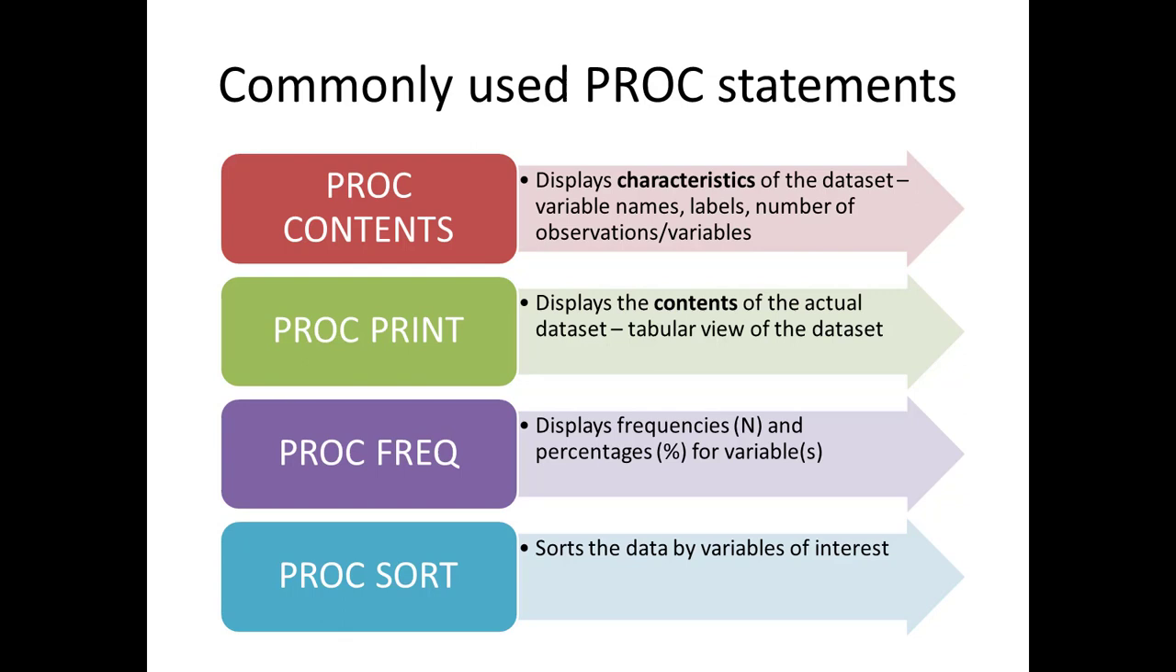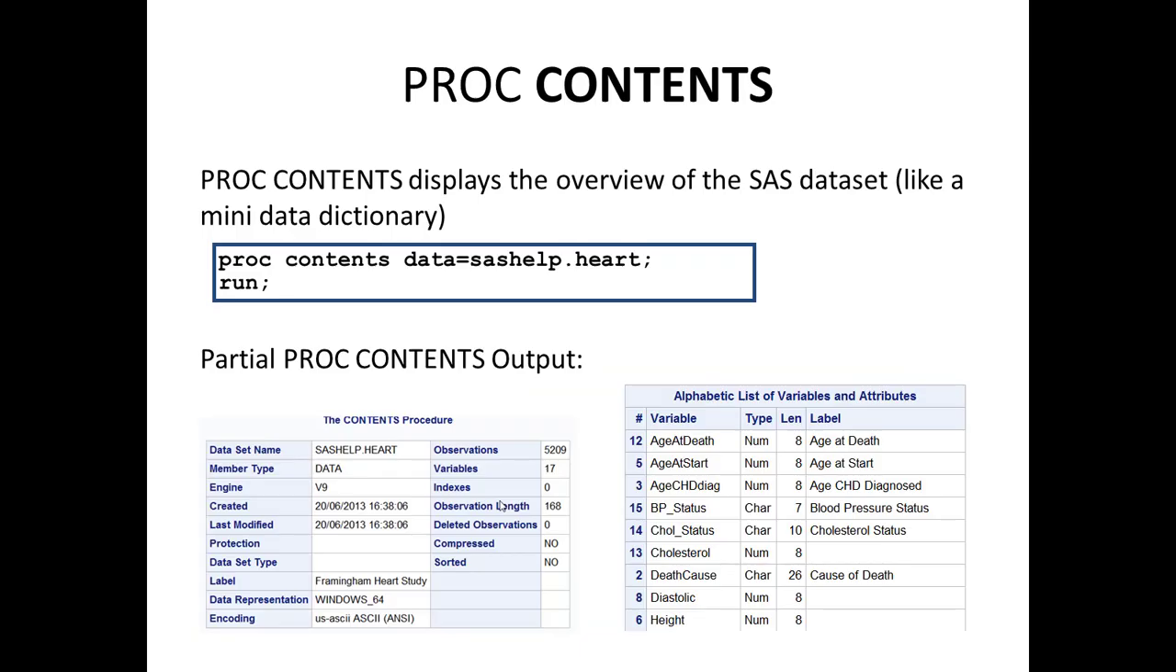So the 4 common PROC statements that we have used in this week's class are the PROC contents, where we display the characteristic of the data set as a whole. So we have seen that it displays the names, the labels, observations and variables in the data set. So it's like a mini data dictionary. We have seen the PROC print, which displays the content of the actual data set. So it's like a tabular view of the data set itself. We've used the PROC freq to display the frequencies and the percentages for variable or multiple variables. And then we use the PROC sort to sort the data set by 1 or 2 variables of interest. So let's have a look at each of these in turn.